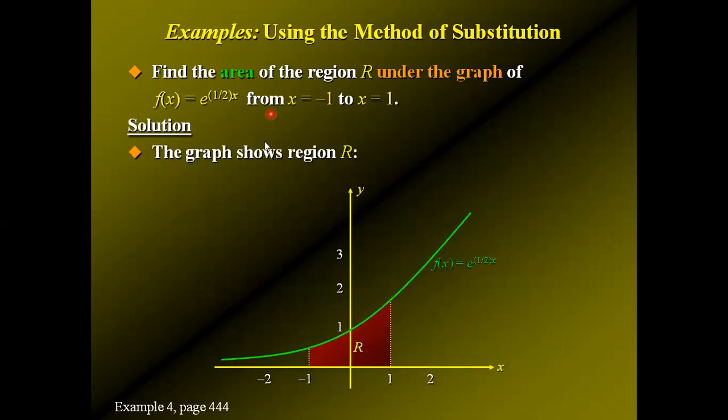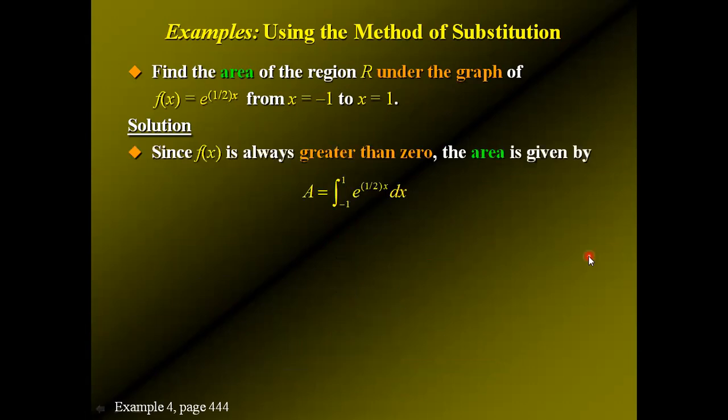You can find another example using the method of substitution. You can find the region R under the graph from x equals minus 1 to 1. This red area can be found from the curve y equals e to the power half x. Since f of x is always greater than 0, the area will be the integral of f of x dx from minus 1 to 1 of e to the power half x dx.